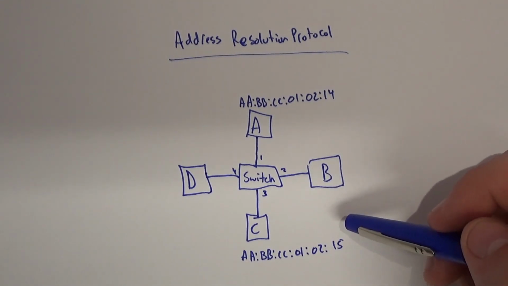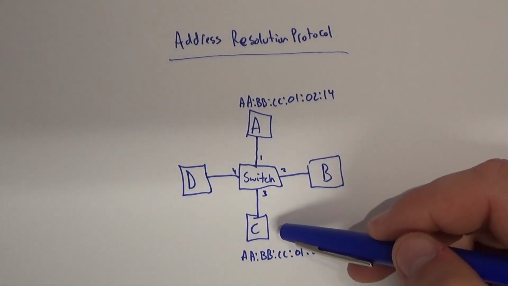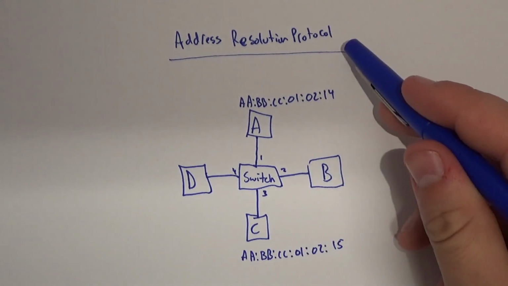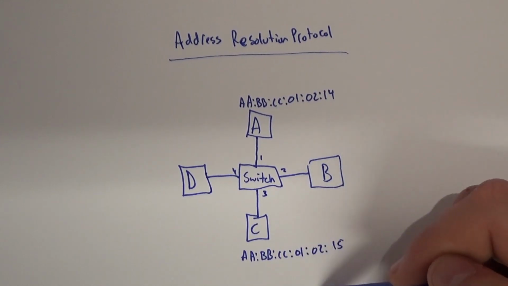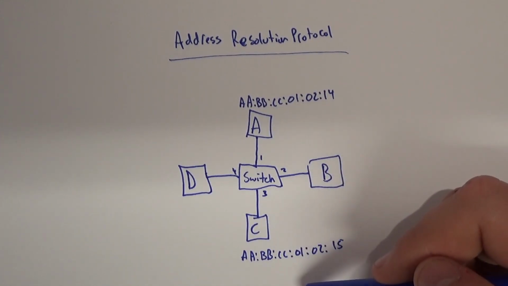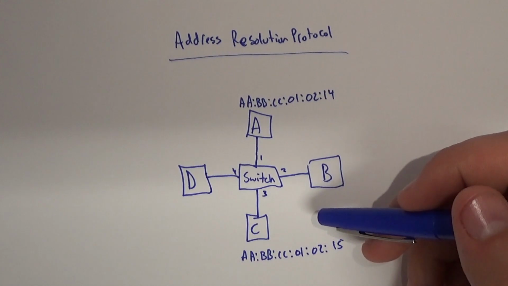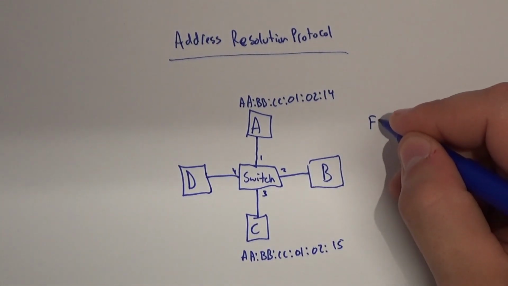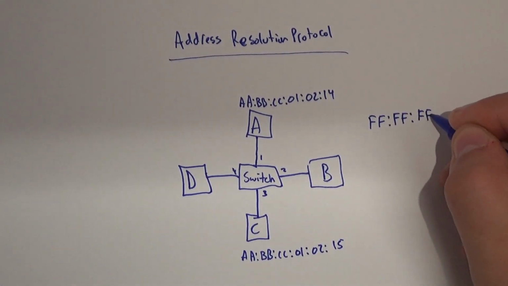Now the problem comes when A is talking to C for the first time. A has no idea what computer C's MAC address is. So we need to use this address resolution protocol to figure out what computer C's MAC address is so that they can have a conversation. So the way that this is going to work is A is going to send out an ARP frame. That ARP frame is going to be sent to the broadcast MAC address.